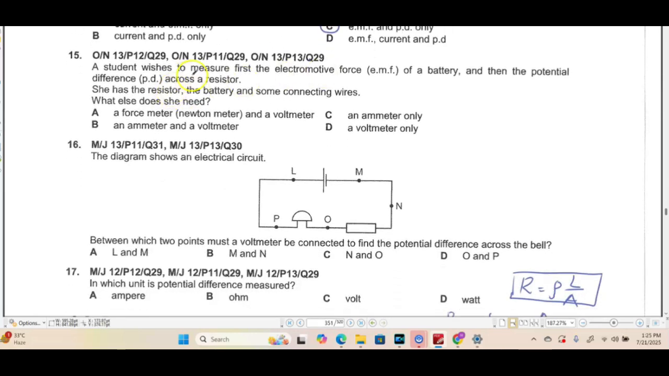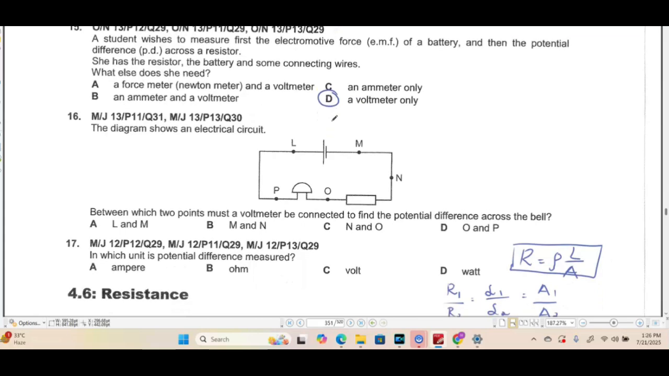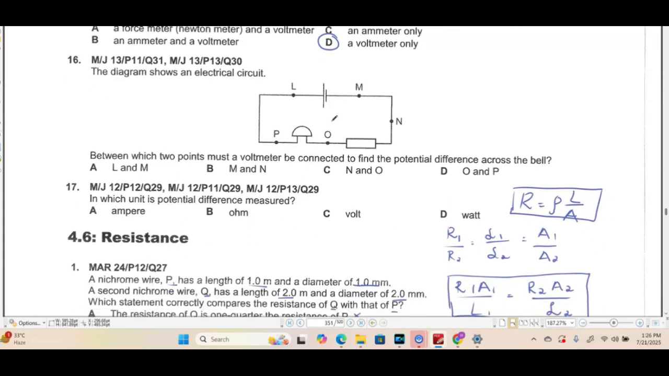Question number 15. A student wishes to measure first the EMF of the battery and then the potential difference across the resistor. She has the resistor, the battery, and some connecting wire. What else does she need? Okay, she needs to measure the EMF and potential difference across a battery, so she would need a voltmeter for that. She has the wires, the resistor, and the battery. So the only thing she needs now is a voltmeter.